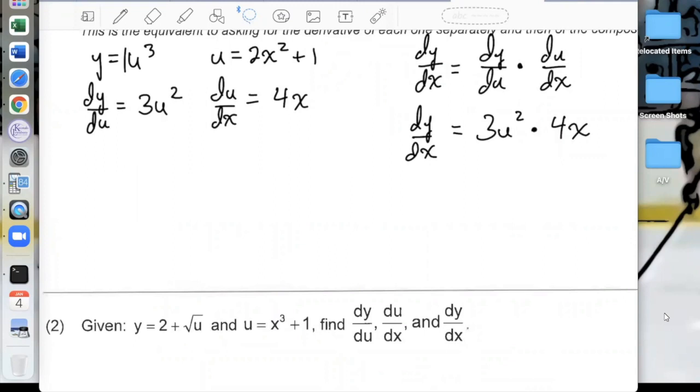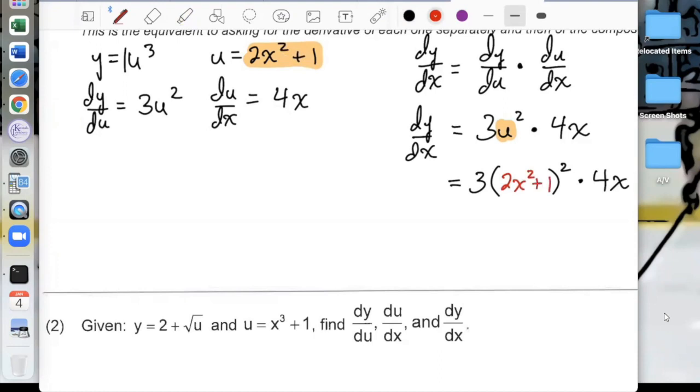In this case, I have a relationship between x and u, and that is u is equivalent to 2x squared plus 1. So any u in here can be replaced with the 2x squared plus 1. And so my derivative, dy over dx, would be this: 3 parentheses 2x squared plus 1 squared times 4x.